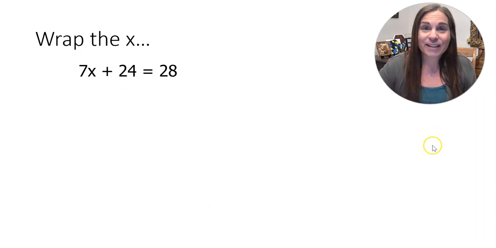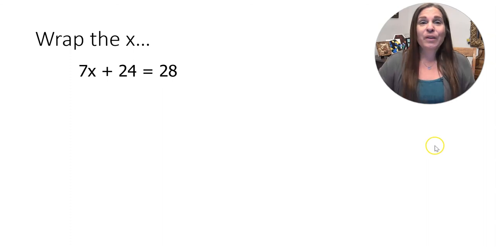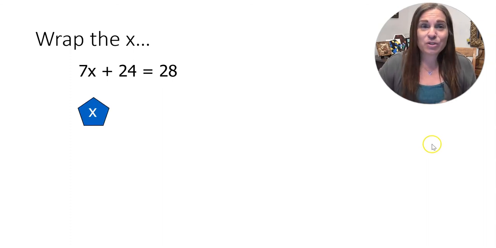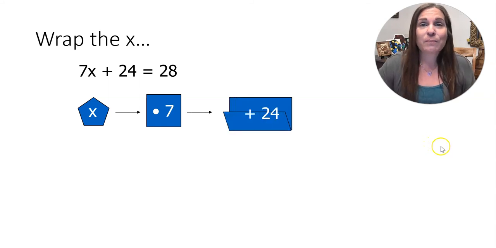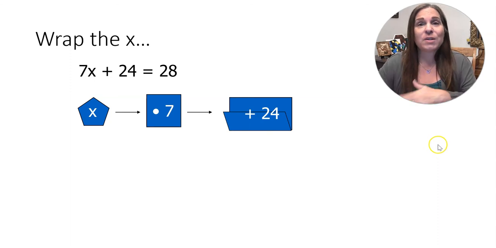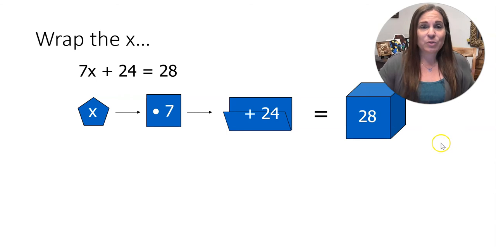So first, let's wrap the x. If I follow order of operations here, the very first thing that I would do to this x, if I knew the number, is multiply by 7, because that's what comes first in order of operations. The next thing I would do would be to add on the 24, right? Because addition comes after multiplication. And then I would get my answer of 28.